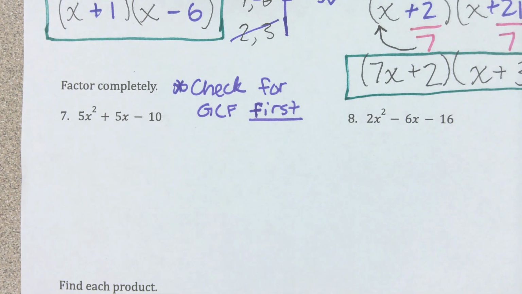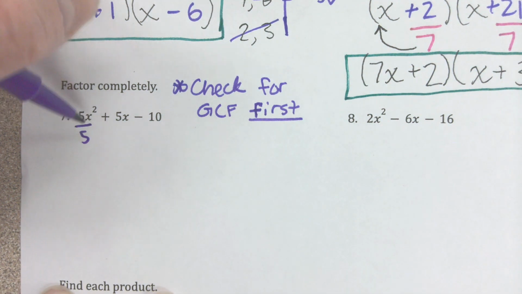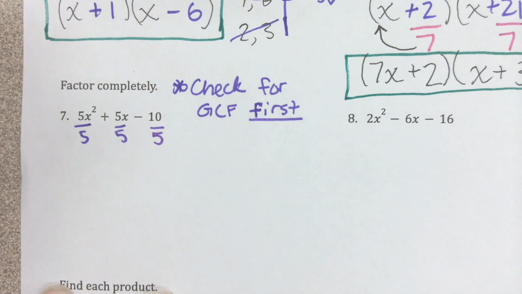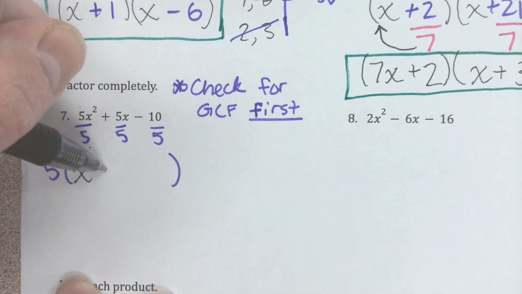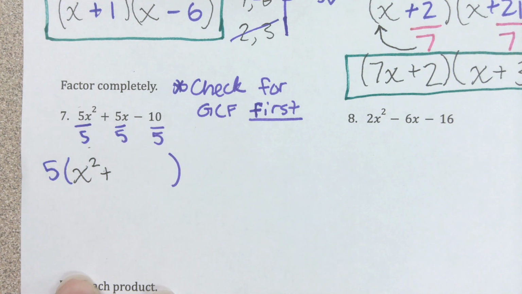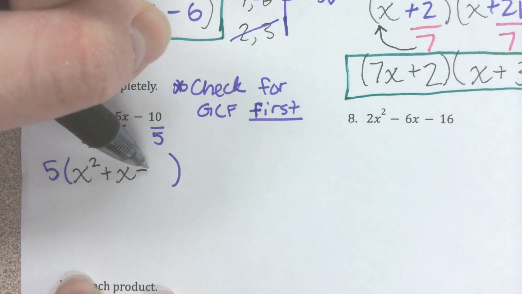5x squared plus 5x minus 10. I hope that the GCF is really obvious. It's 5. So we can divide all of these numbers by 5. 5 comes out. 5 over 5, that's going to cancel. We're left with x squared. Plus another 5 over 5, that will cancel, leaving us x. Negative 10 over 5, that's negative 2.